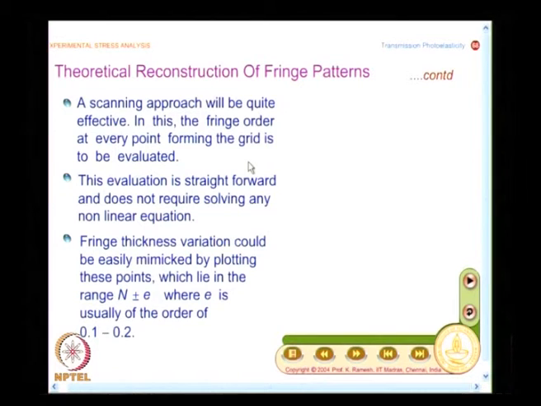And I also said I must be in a position to mimic the fringe thickness, and fringe thickness variation could be easily mimicked by plotting these points which lie in the range n plus or minus e, and e could be of the order of 0.1 to 0.2. It automatically picks out fringe width. When fringe gradient is very high, fringes will be very narrow.